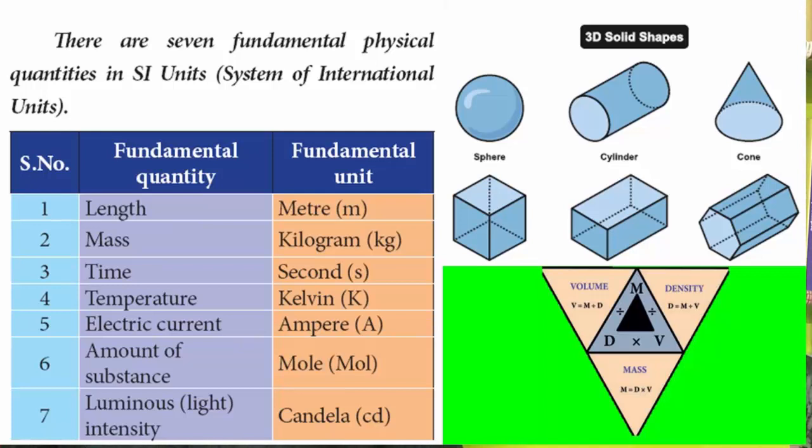There are 7 fundamental physical quantities in SI unit. SI unit means System of International Units.